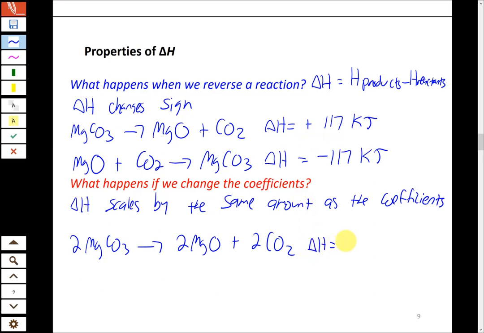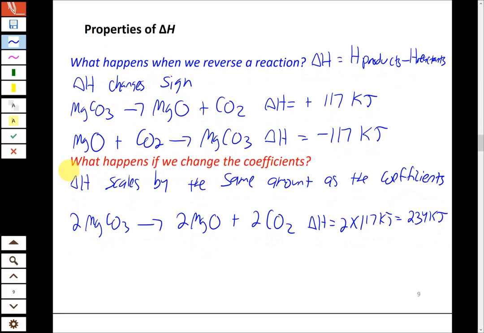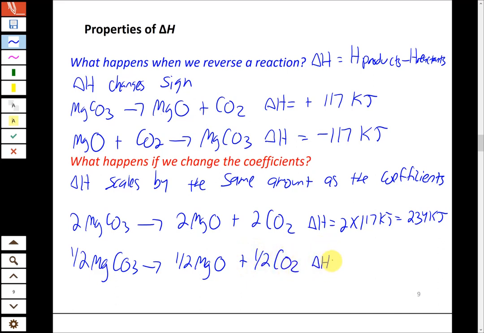So delta H would now be 2 times the original delta H, or 234 kilojoules. And then let's say we took that same equation and multiplied everything by 1/2, but we'll put fractional coefficients in front of everything. 1/2 magnesium carbonate going to 1/2 magnesium oxide and 1/2 CO2. So if we do that, we just have to multiply delta H by 1/2. The original delta H is 117. We halved all the coefficients, so we have delta H, 58.5.